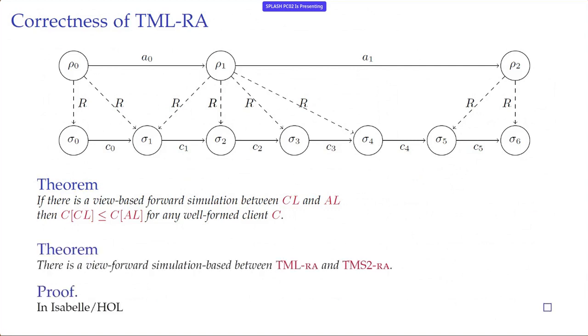And this was the hardest proof by far, which was to show that there is a forward simulation between the TML-ra and the TMS2-ra. So yeah, it's all correct.